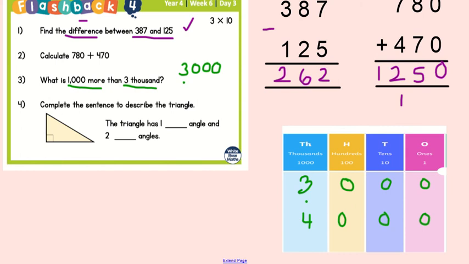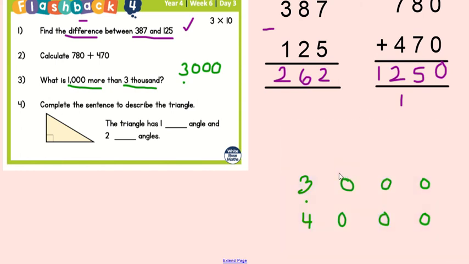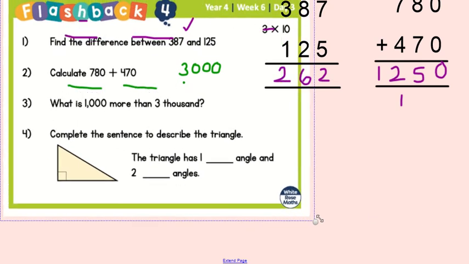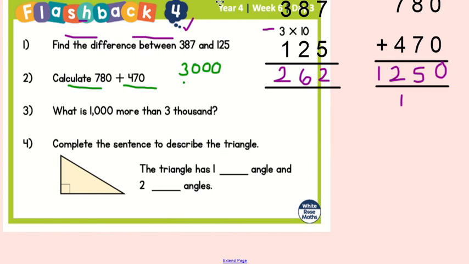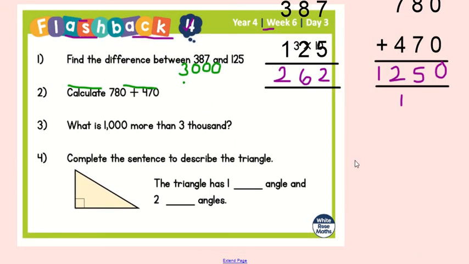Okay, let's have a look then at this triangle. And children in this group at school, we haven't done a huge amount of angles this year. We did some work on angles in year 5, but this is definitely a sort of flashback to our learning from quite a little while ago. So don't worry if you haven't remembered this, we can go through it together now. It says complete the sentence, so that just means finish the sentence, to describe the triangle. The triangle has one something angle and two something angles.